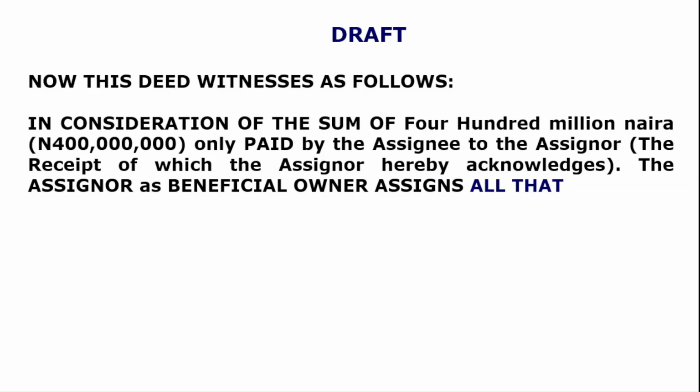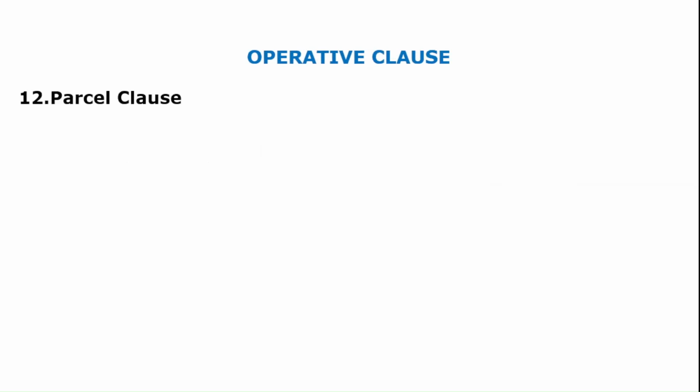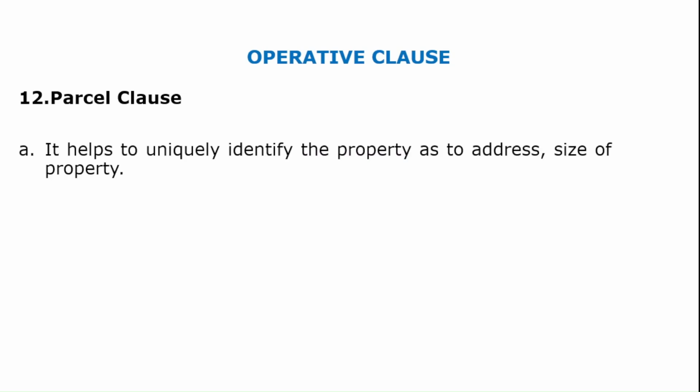All that clause. So the clause that follows the all that clause is what? The parcel clause. So let's talk about the parcel clause. The parcel clause, of course, what it does is that it gives you the identity of the land. First thing first, why are we involved in a sale of land transaction? It's because there is a land to be sold. And that land has a fixed dimension. Every land should have a fixed dimension. So the parcel clause helps you to uniquely identify the property as to address and size.